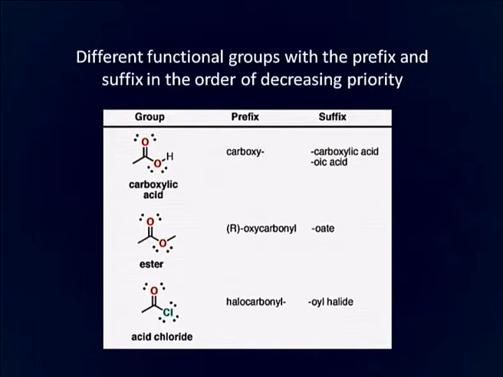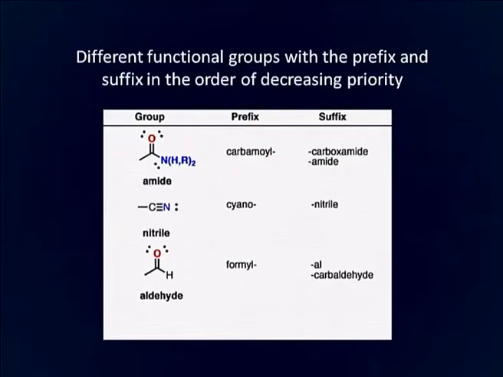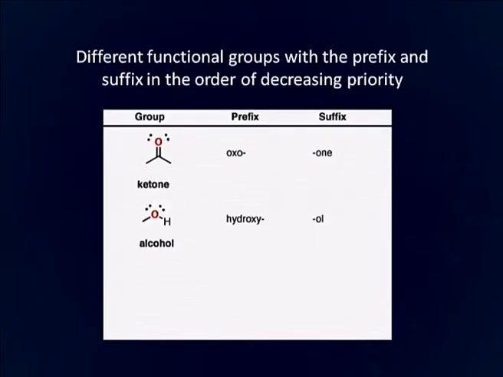So, this priority order is utilized for naming some complex bifunctional compounds. Here we have given different functional groups with the prefix and suffix in the order of decreasing priority. You can see here we have given carboxylic group, ester group, acid chloride group. Similarly, all these groups have been given as prefix and suffix. So, wherever the group of higher priority is there, this suffix will be used. If the group is of lower priority, then prefix is used. We will discuss it with the help of some examples.